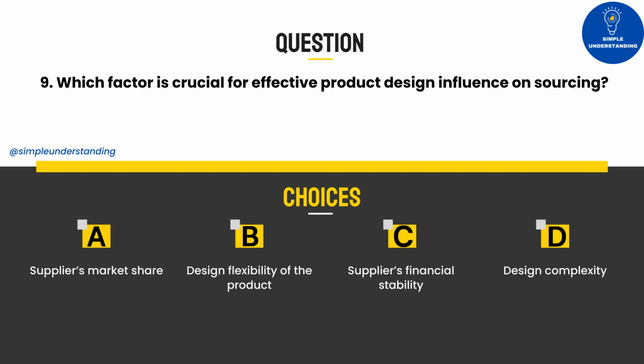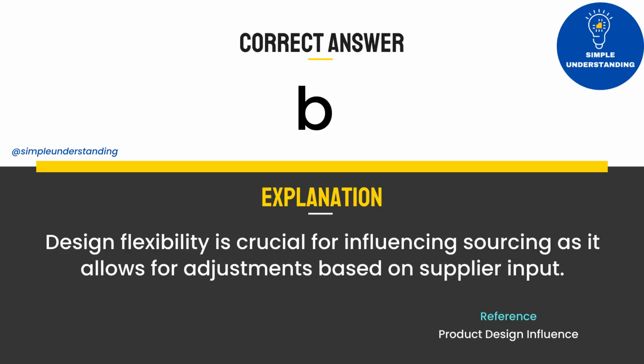9. Which factor is crucial for effective product design influence on sourcing? A. Supplier's market share. B. Design flexibility of the product. C. Supplier's financial stability. D. Design complexity. Correct answer B. Explanation. Design flexibility is crucial for influencing sourcing as it allows for adjustments based on supplier input.